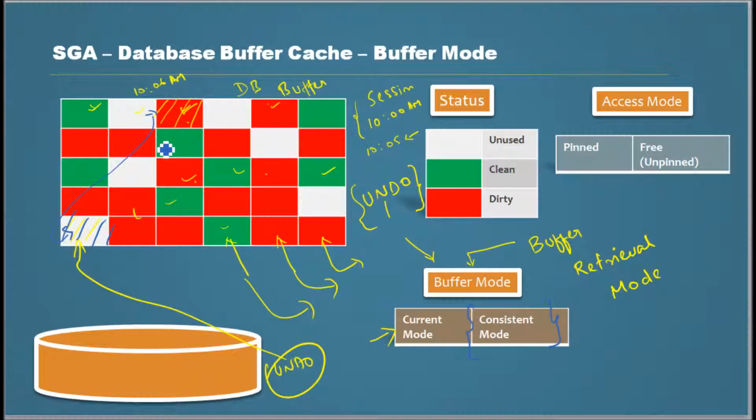So it has to go and read the data in consistent mode, which means getting the data from undo and then creating a block which is a copy of this block, but this is only a consistent mode block. Got it? So whenever a read happens in current mode, that would be much faster than consistent mode.